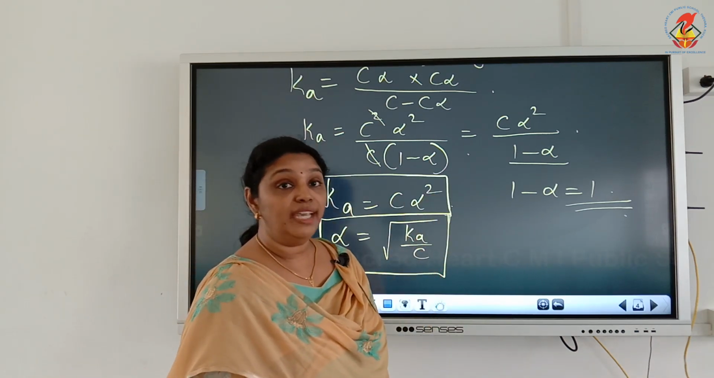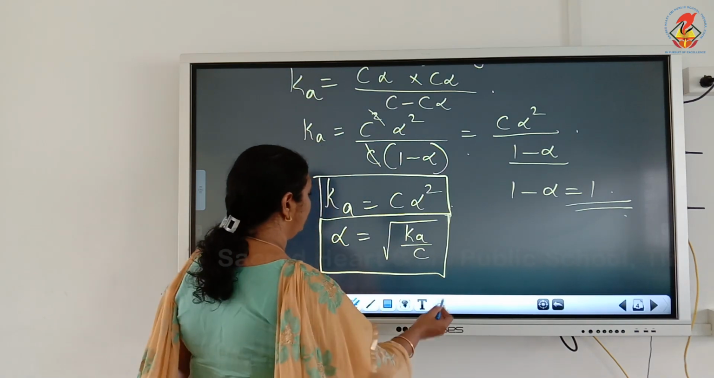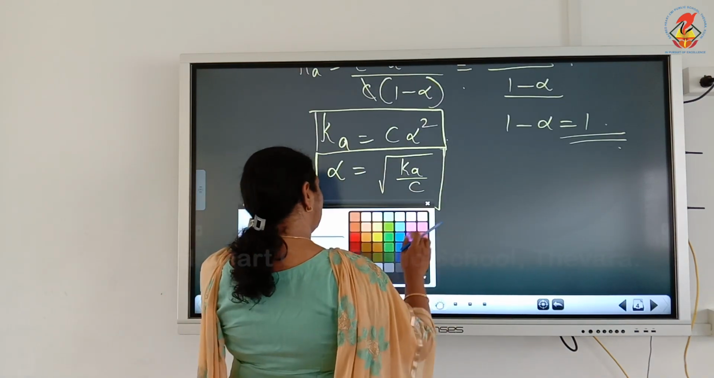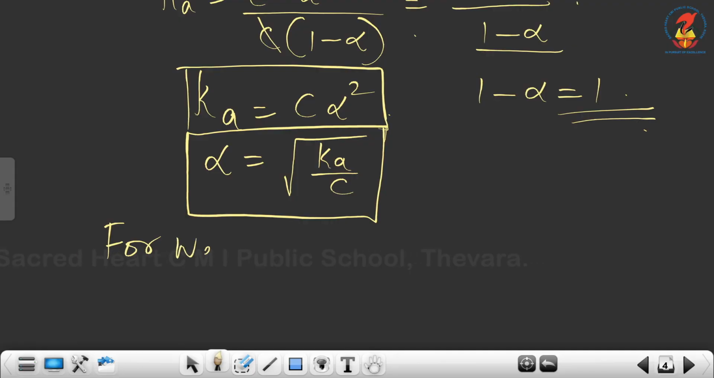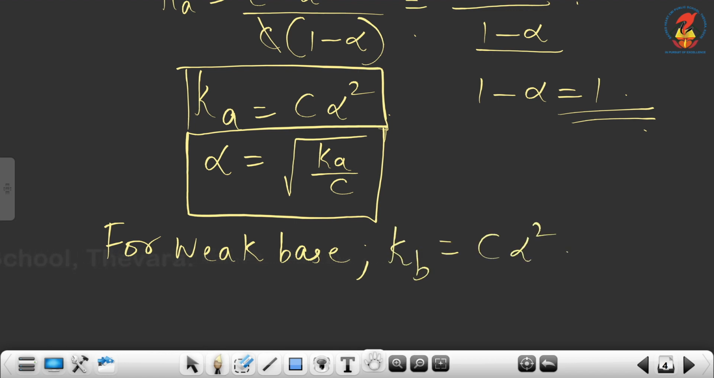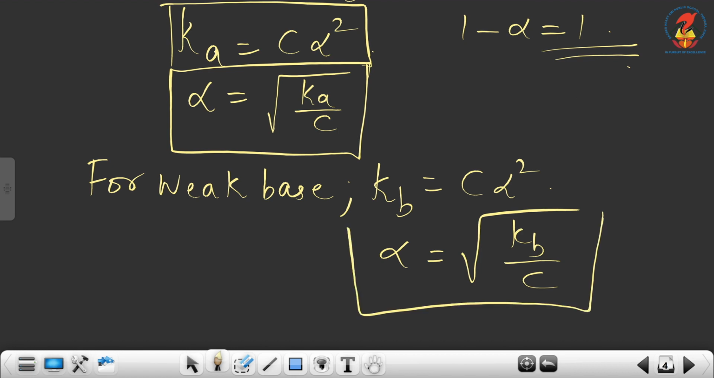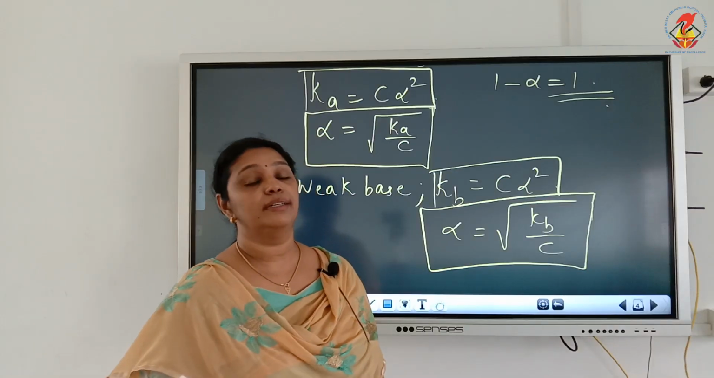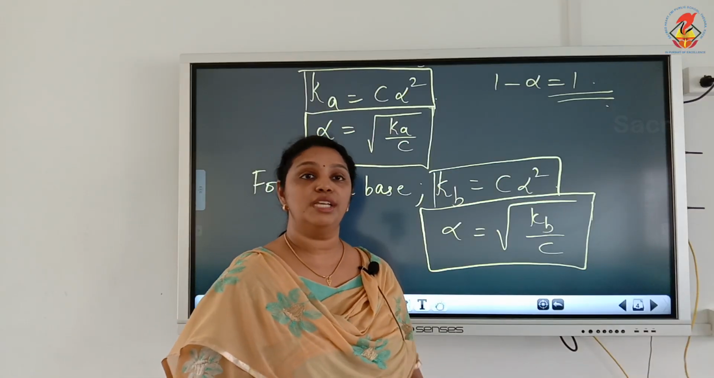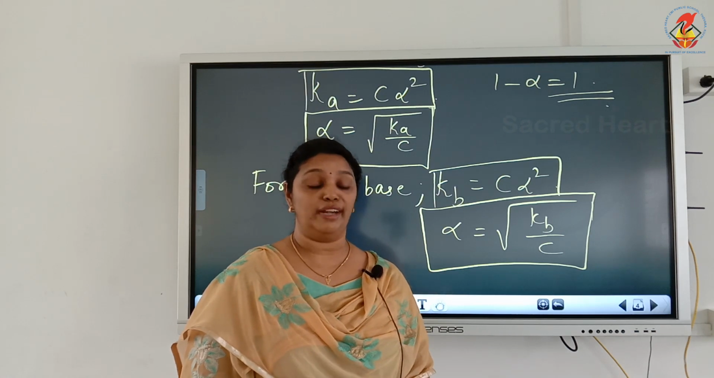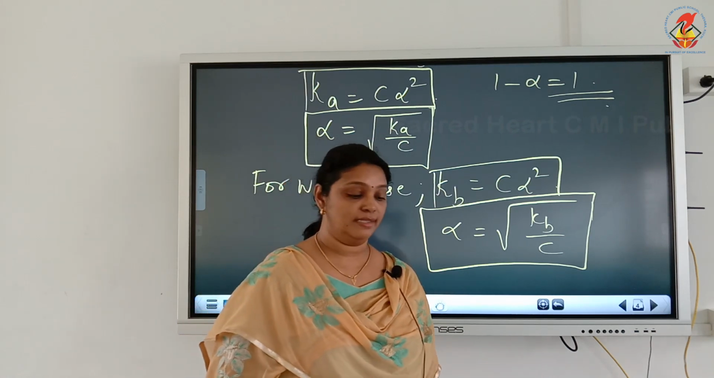Now if it's a weak base, what will be the expression for Kb? For weak base, we have Kb is equal to C alpha square. So what will be the degree of ionization alpha for a weak base? Square root of Kb by C. Okay, so these two expressions are for weak bases, that is to find the dissociation constant of a weak base and degree of ionization of a weak base.